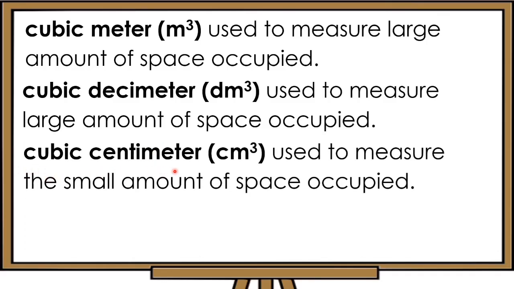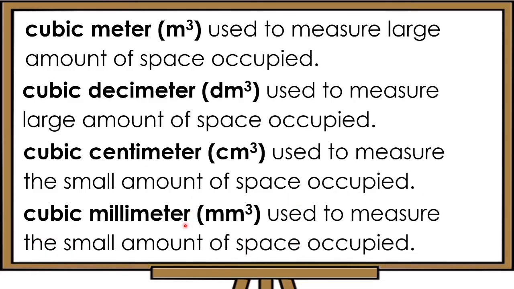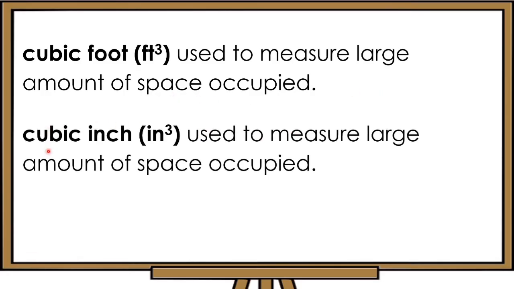Next, we have cubic centimeter. It is used to measure the small amount of space occupied. And we have cubic millimeter. You can write it also like this. It is used to measure the small amount of space occupied. Meron din tayong iba pang ginagamit which is the cubic foot. It is used to measure large amount of space occupied. And then we also have the cubic inch. It is used also to measure large amount of space occupied.